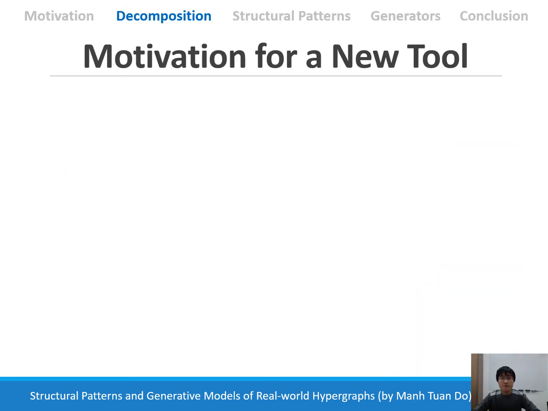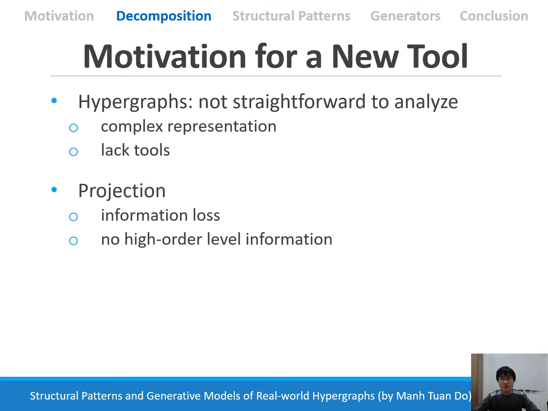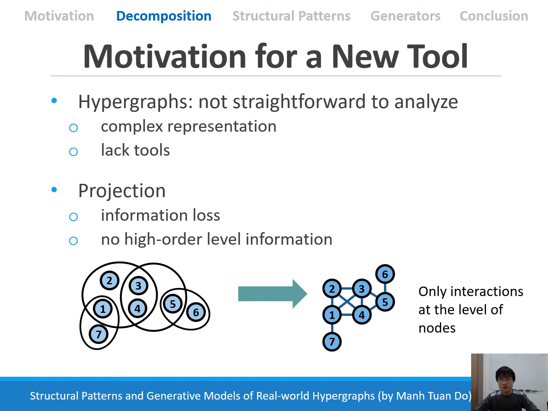The freedom in the number of nodes naturally leads to the complexity of hypergraph. Due to the complex representation and lack of existing tools, hypergraph is not straightforward to analyze. A conventional method to deal with this is the projection, which represents a hypergraph as a pairwise graph, in which two nodes are connected if they are involved in the same hyperedge. However, this representation fails to represent the higher order level interactions, and it also incurs some information loss, as we cannot recover the original hypergraph from the projected graph.